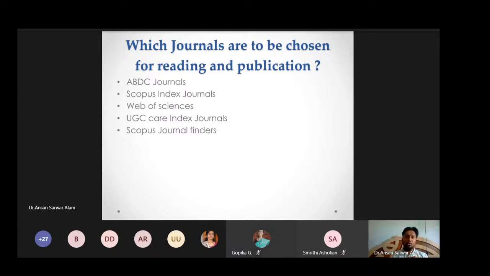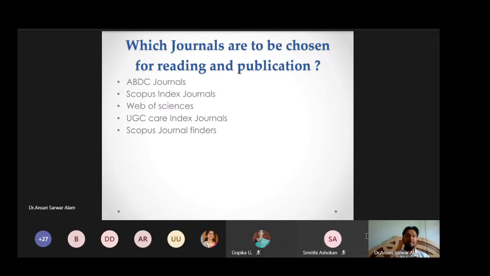So you can look after Scopus Journal Finder. Scopus has created this website especially to find the journals which are related to your research work. Suppose I have written a paper and I don't know which journal I should choose for publication. So what I am supposed to do, I will go with Scopus Journal Finder.